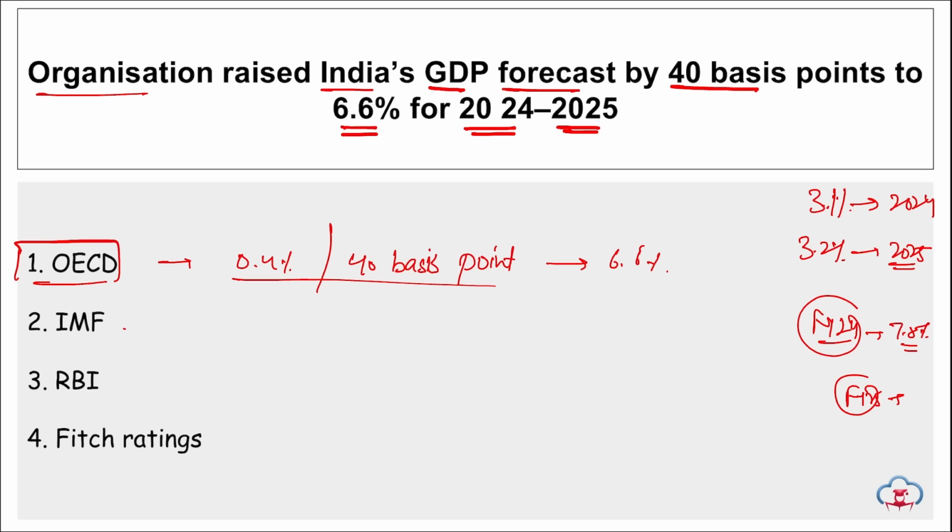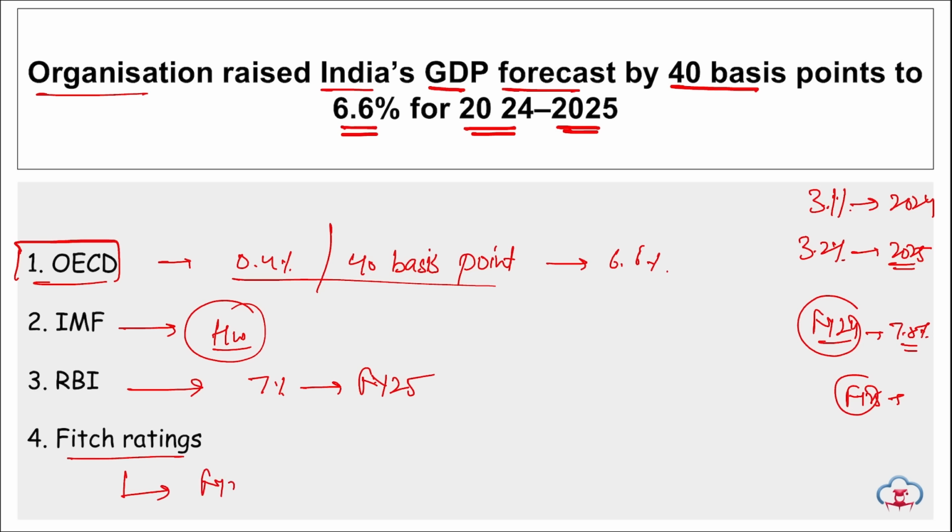right? Then if we talk about IMF, remember IMF, it will be a homework question, so just wait for it. Very important and interesting part. Then if we talk about RBI, RBI's bi-monthly monetary policy for FY25 was released, correct? And here India's GDP was projected at 7% for FY25. If we talk about Fitch Ratings, Fitch has revised India's FY25 GDP growth forecast by 0.5% to 7%, correct? So earlier it was 6.5% and there was a growth of 0.5% here, and now it is at 7%.